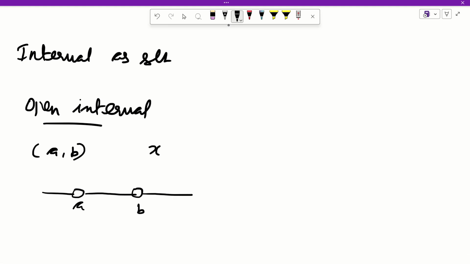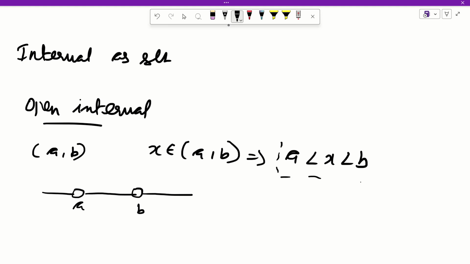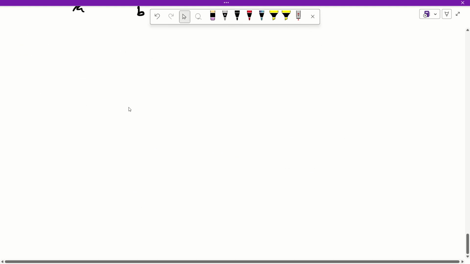Which means that x belongs to open interval A, comma B, or we can write it as A less than x less than B. So that's it about open interval. When you solve the chapter called linear inequalities, you will learn it in detail. Now let us learn about closed interval.